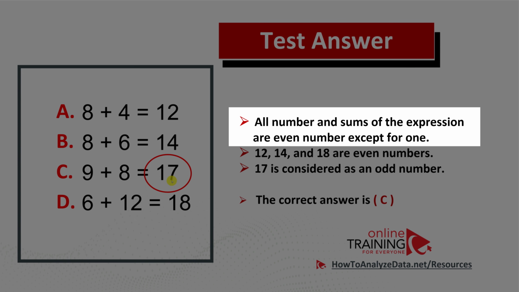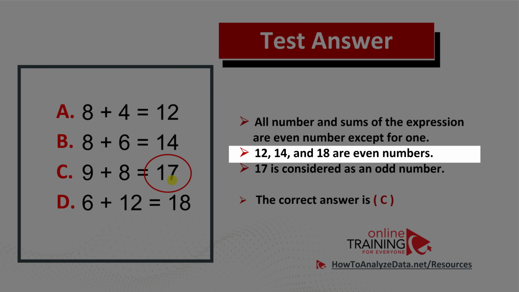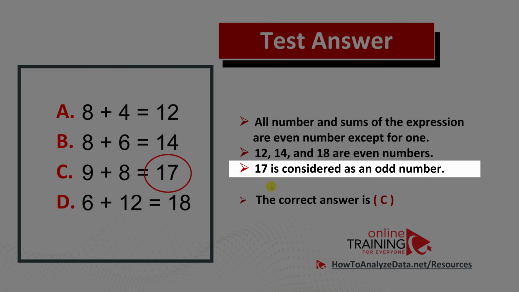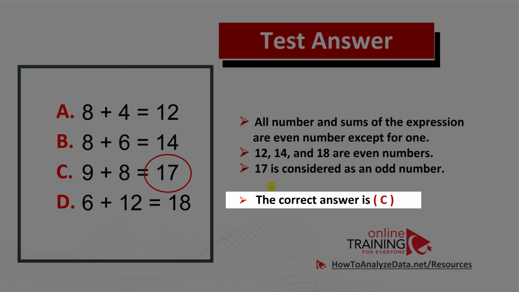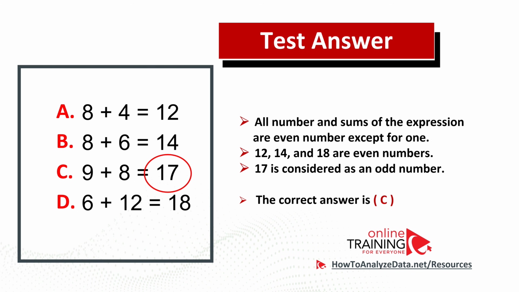So let's recap. All numbers and sums of the expression are even numbers with the exception of one. 12, 14, and 18 are even numbers, but 17 is the odd number. So the correct answer here is choice C, 17. Hopefully you've nailed this question and got to the correct answer on your own.